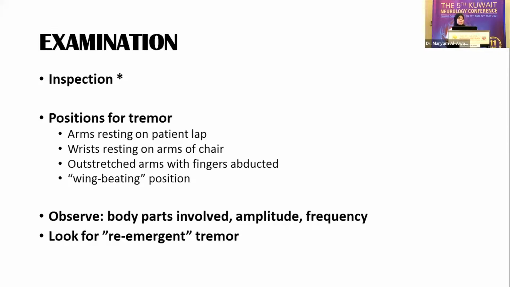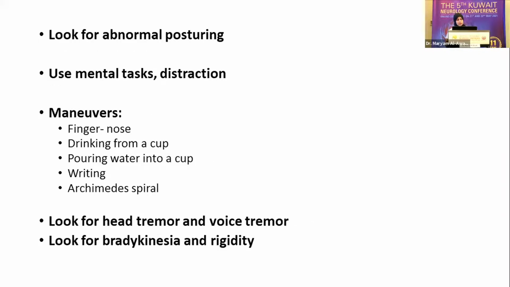We have to observe for any parts involved with the tremor other than, for example, the upper limbs. We may see tremor in the head, and we may also notice that the voice of the patient is tremulous. We have to describe the amplitude and frequency and the rhythmic movement of the tremor. As we already said, we use mental tasks to help us.